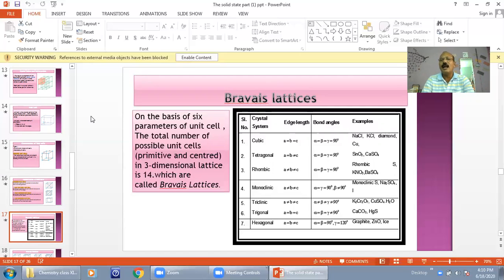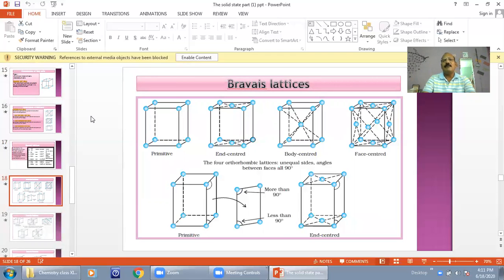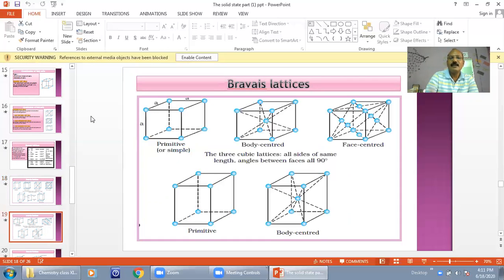Their edge lengths and bond angles you can very well understand when you study the textbook and its points. Now, these are the Bravais lattices: primitive, end-centered, body-centered, face-centered, then primitive and end-centered, that is having different edge lengths. Then here Bravais lattices, primitive, body-centered, face-centered. In this way, extension is there.